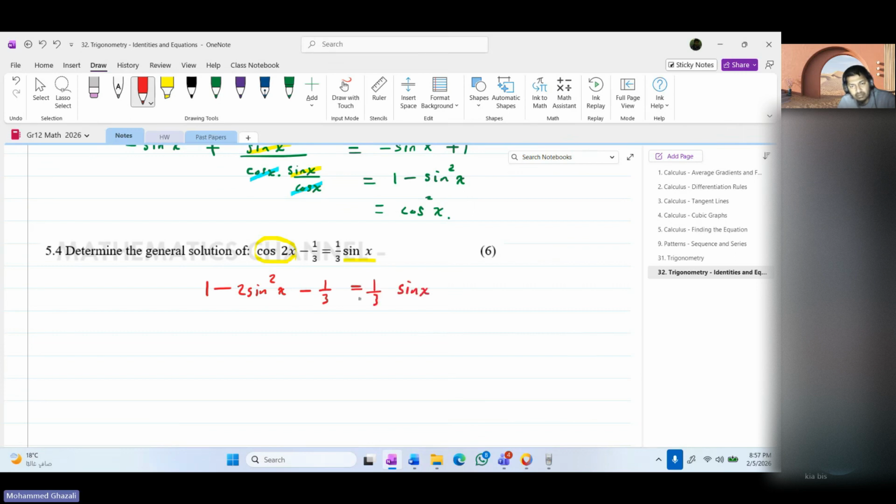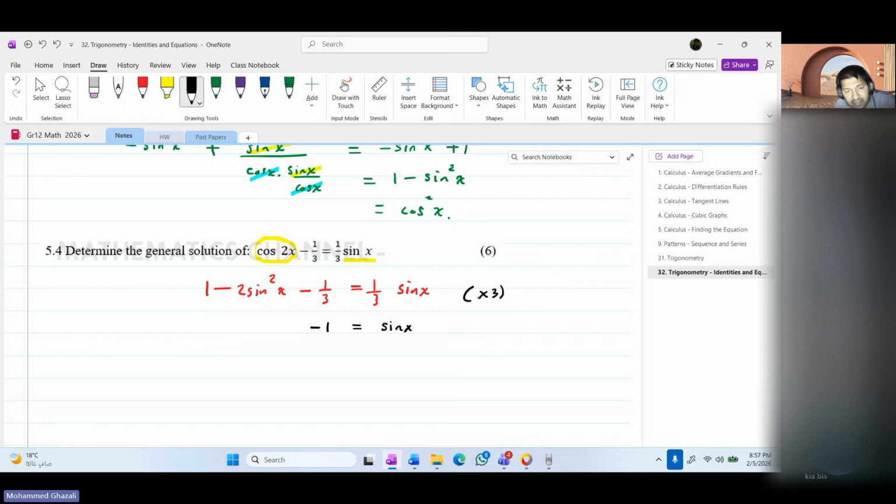Now I don't want to work with this 1/3, so I'm going to multiply both sides of the equation by 3. So 1/3 times 3 is 1, so that's just sine x. 1/3 times 3, that's negative 1. Not 1 there. Be careful.